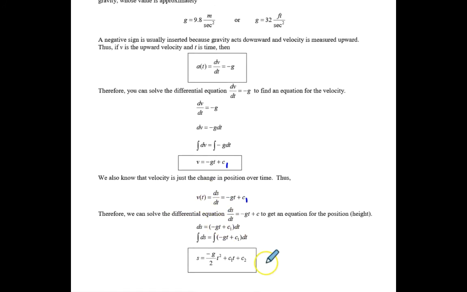So now I know, and by the way, I can call this c sub 1 because I'll need a different c value shortly. So I know that velocity is the rate of change of position with respect to time. And remember, in calculus, we use s to represent position. So velocity is negative gt plus c sub 1. And I can solve this differential equation to solve for s by using separate, integrate, solve.